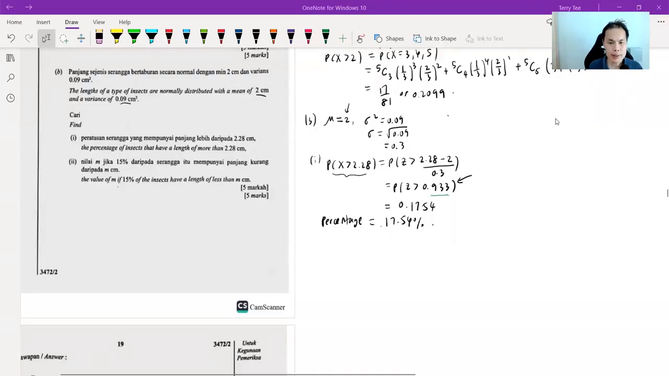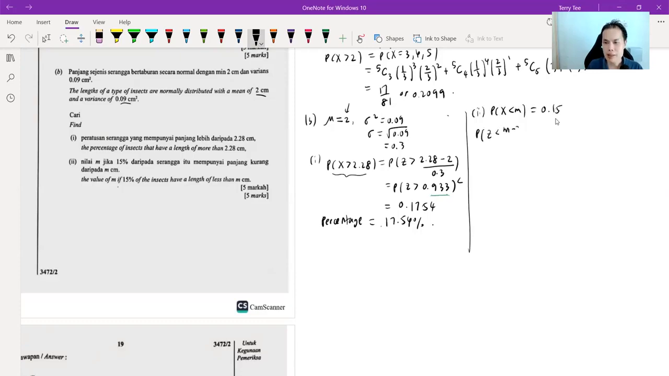Okay, moving on to the second part. Here they say find the value of m if 15% of the insects have length less than m. So, okay, maybe I do it over here, easier to see. 15% have length less than m. 15% means 0.15. So here we have to standardize it. The moment you standardize, this is m minus mean over standard deviation, 0.15. The thing is we need to find out what is your z value from the probability value.